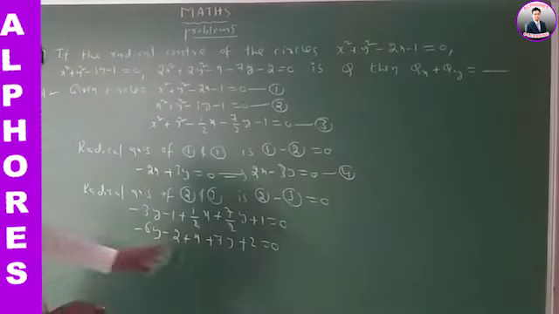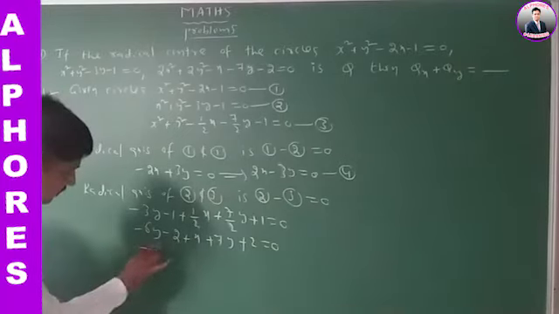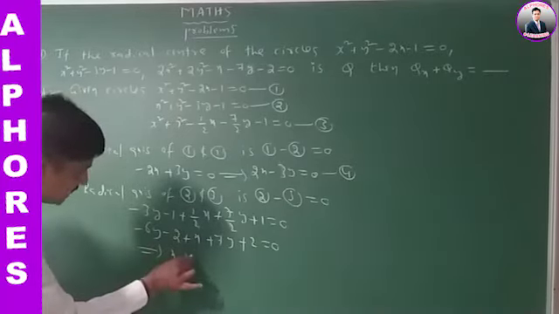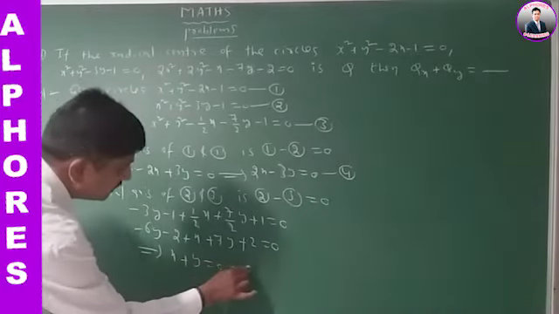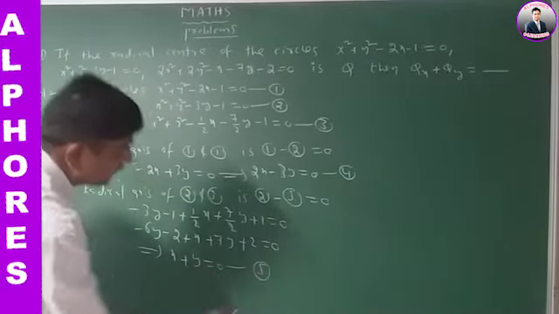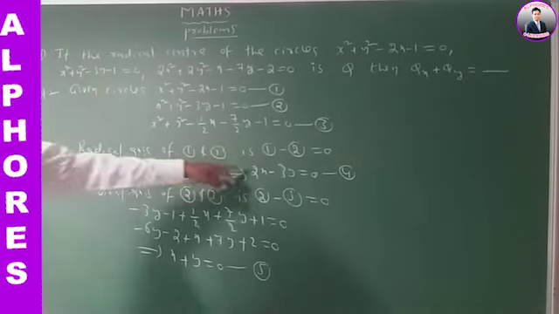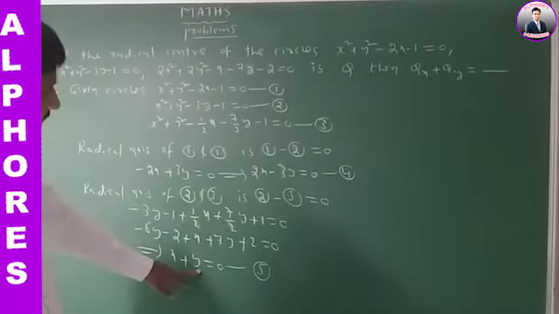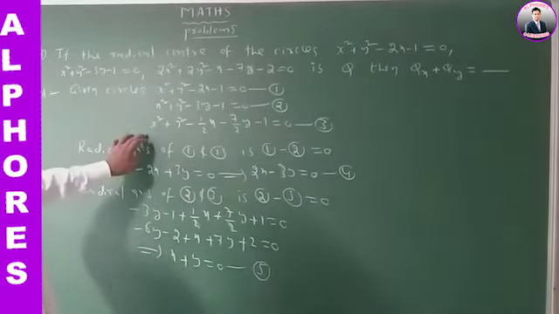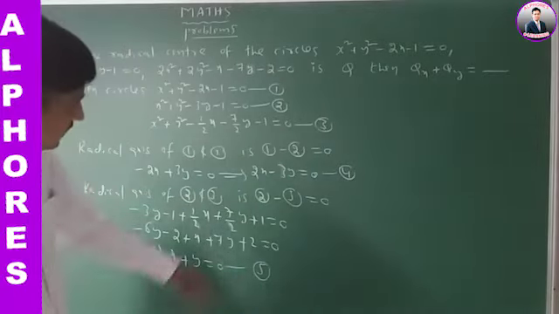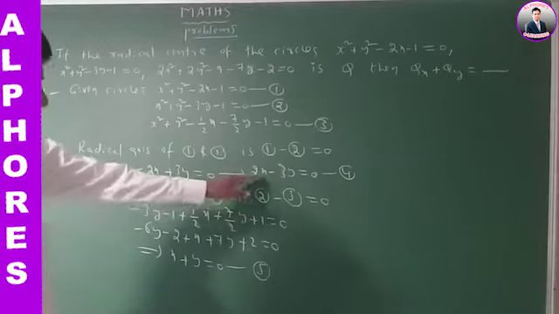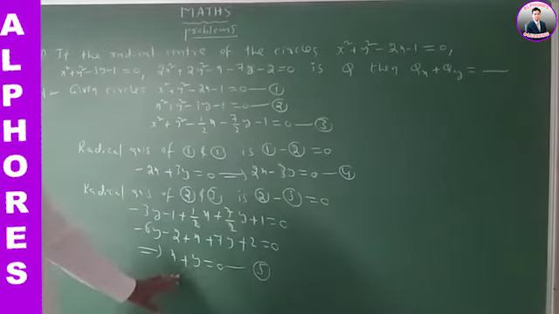Okay, next here minus 2 plus 2 cancel. Next it is x plus y equal to 0, equation number 5. Here the point of intersection of the radical axes is called the radical center of these three circles. Observe students, in the fourth and fifth equations there is no constant. Therefore, these two lines pass through the origin.